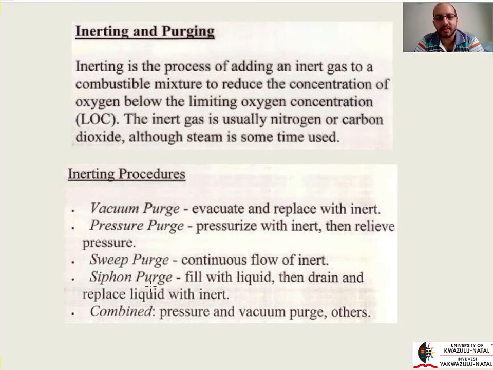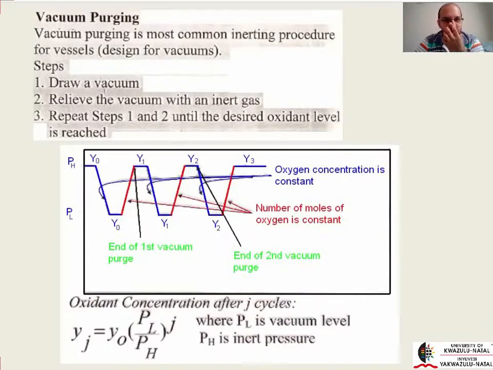Okay, then you have a siphon purge, which is typically used when you are first loading big tanks. So you fill that tank with liquid, you fill it completely with liquid, and then you drain the liquid. And as you drain that liquid, you fill that air pocket with nitrogen, okay, or any inert gas. Okay, and there are of course combination procedures such as combining the vacuum and pressure purge. Now looking at purging in a bit more detail.